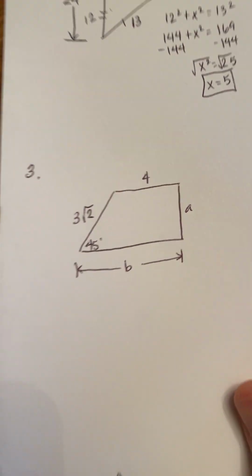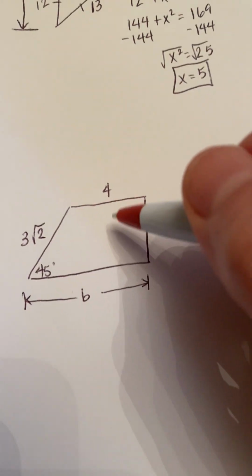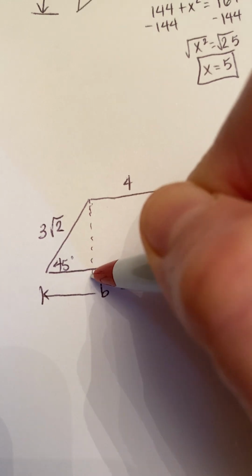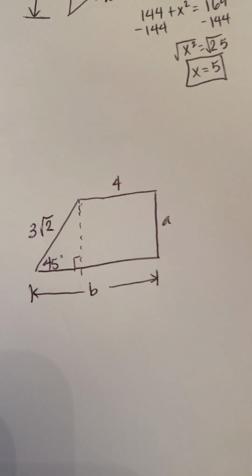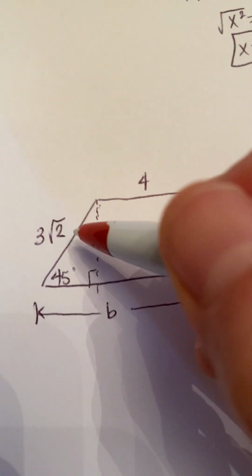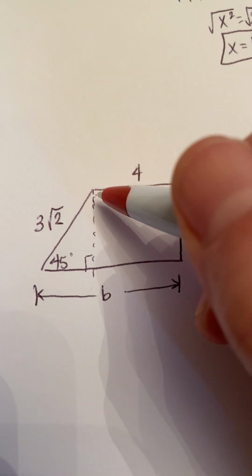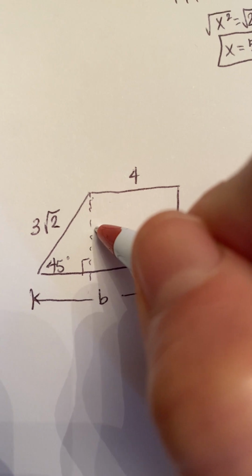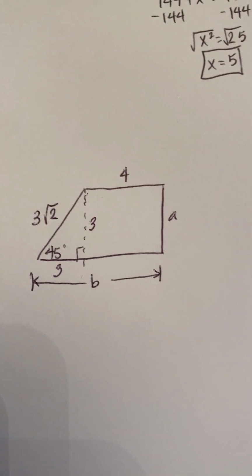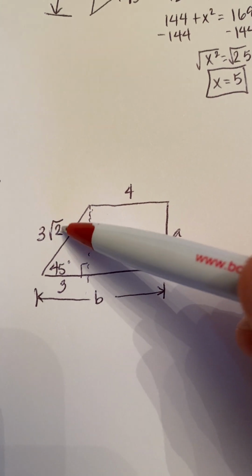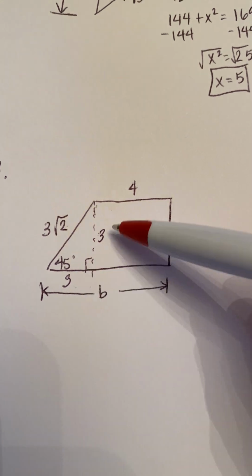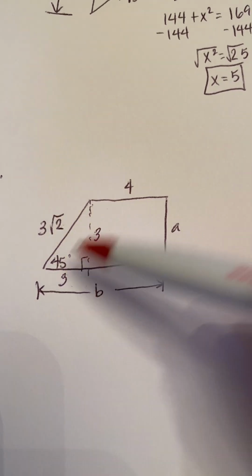All right, number 3. Number 3, we see that if we were to draw a line right here, we could make a 45, 45, 90 right triangle where the hypotenuse is given. If the hypotenuse is 3 square roots of 2, that means each leg is going to be 3 because that's the rule for the 45, 45, 90. The hypotenuse is always the square root of 2 times the leg. Well, the square root of 2 times 3 means that 3 is the leg. Both of your legs are 3.